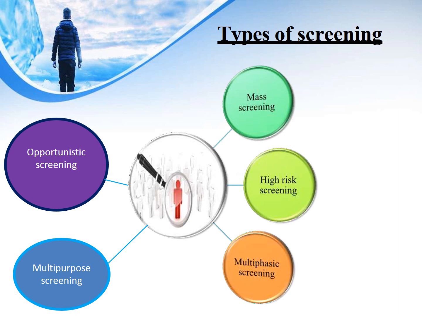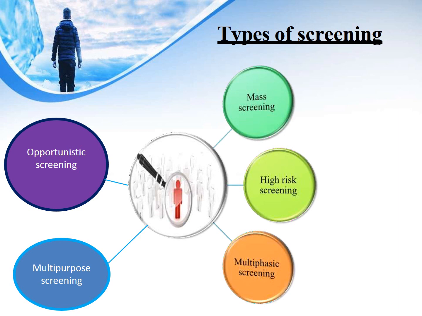The second one is high risk screening. This is the screening of only those groups of the population who are at high risk of the disease, and not of the entire population. This is also called selective screening or targeted screening. For example, screening of women of low socioeconomic class for cervical carcinoma, or obese people for hypertension or diabetes.